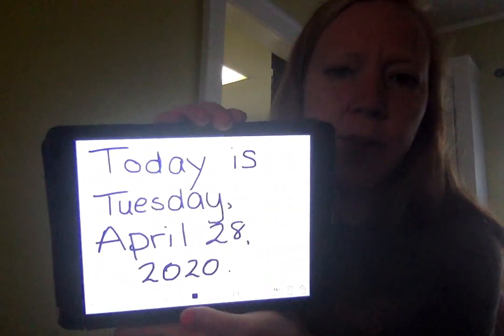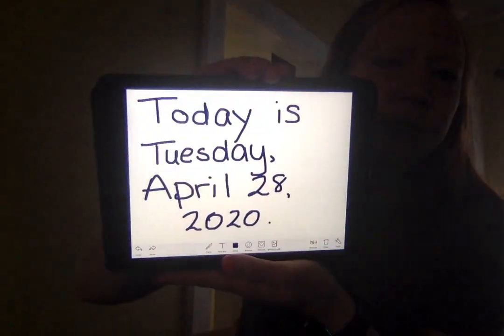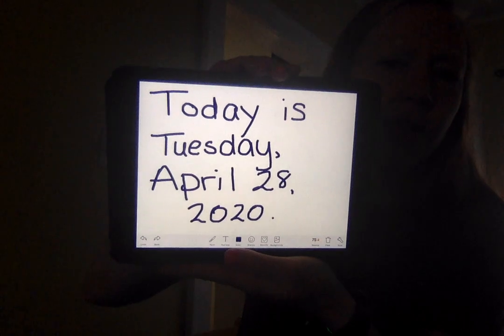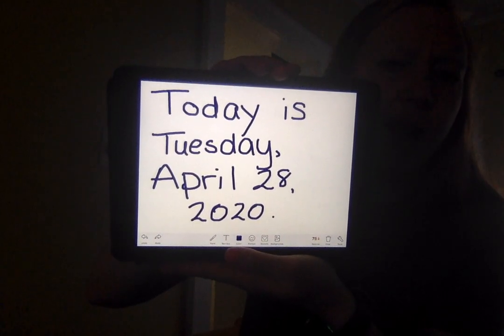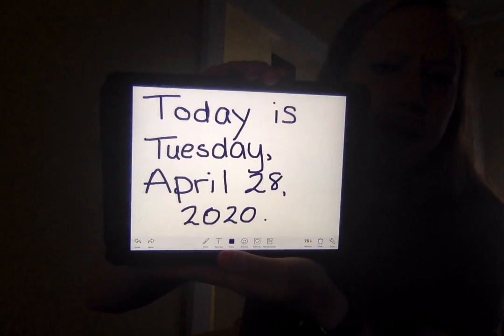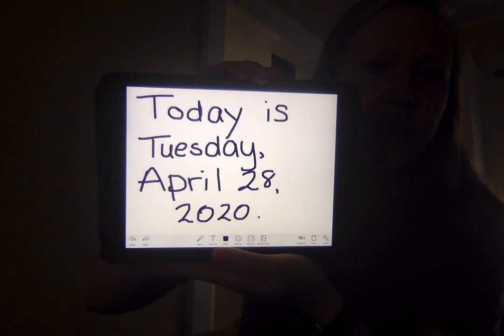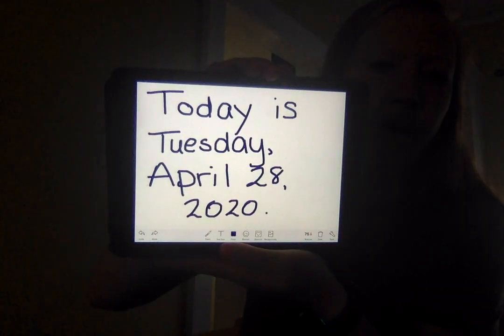Awesome. So now let's take a look right here. Ah, there it is. Can we read it? It says, today is Tuesday, April 28th, 2020. Perfect. Maybe you could practice reading it on your own now. Ready?